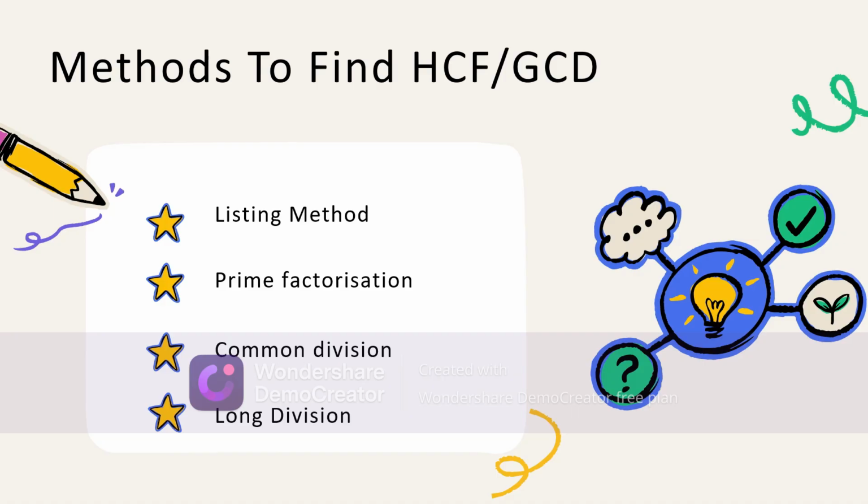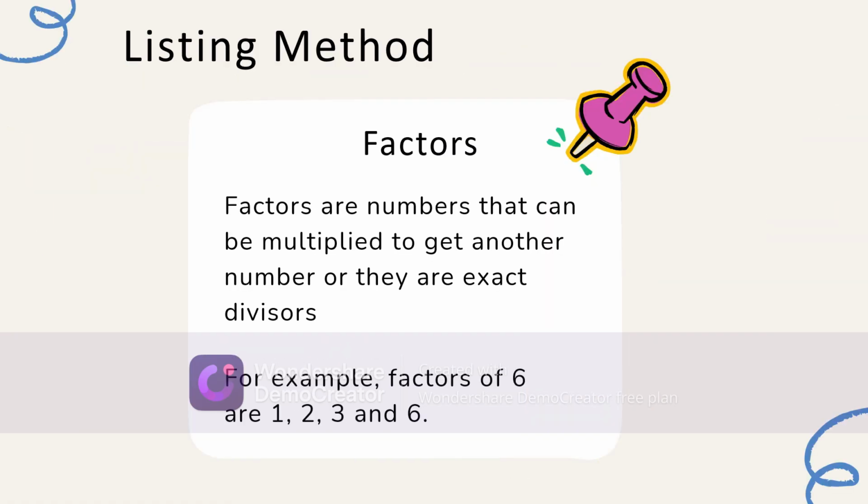In this video I'll be covering the listing method and the prime factorization method. So let's begin with the listing method. Before understanding the listing method, we should know what factors are. Factors are numbers that can be multiplied to get another number, or they are exact divisors.